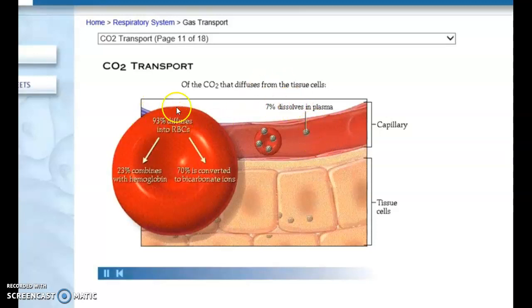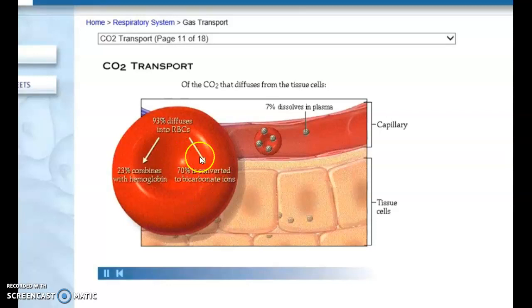But what happens to the other 93%? Well, the other 93% actually also go into a red blood cell. 23% of that 93% actually combines with hemoglobin, so it's going to stay in the red blood cell. But 70% is going to go into the red blood cell and be converted into what's called bicarbonate ions, and then it's going to leave, and the bicarbonate ions are actually going to go into the plasma, and they are a base, so they're going to make the blood slightly alkaline or basic.